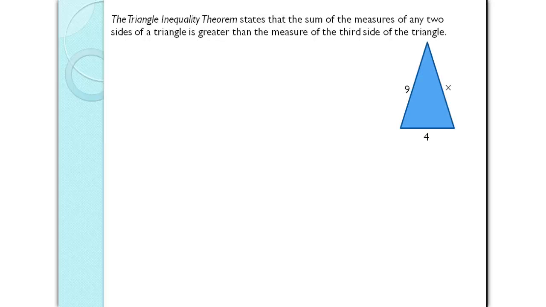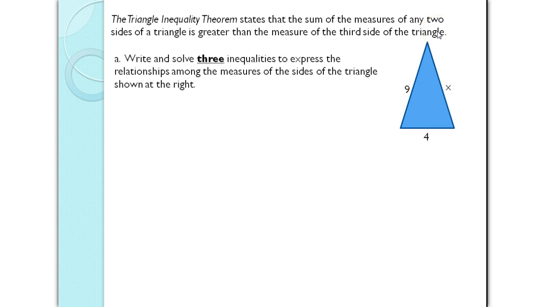The triangle inequality theorem states that the sum of the measures of any two sides of a triangle is greater than the measure of the third side of the triangle. And the triangle is pictured here. Write and solve 3 inequalities to express the relationships among the measures of the sides of the triangle shown at the right.